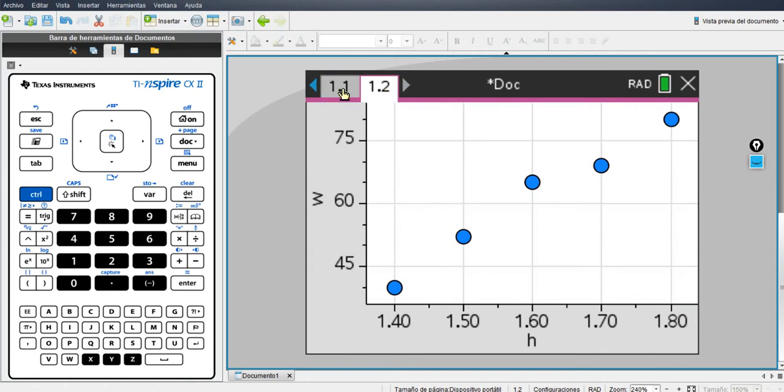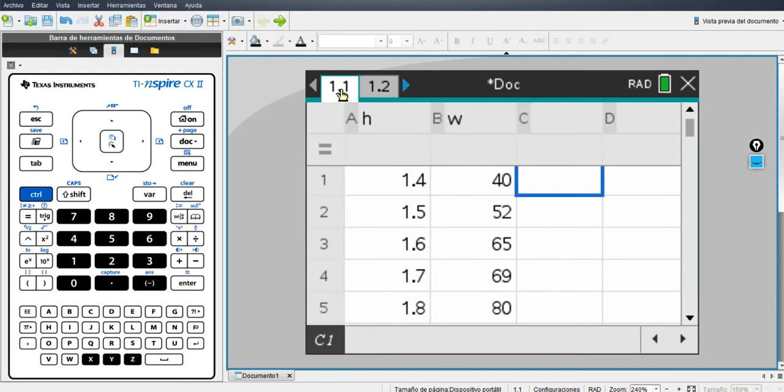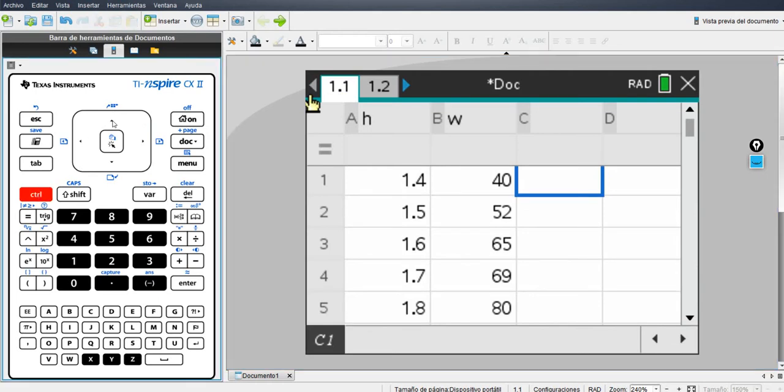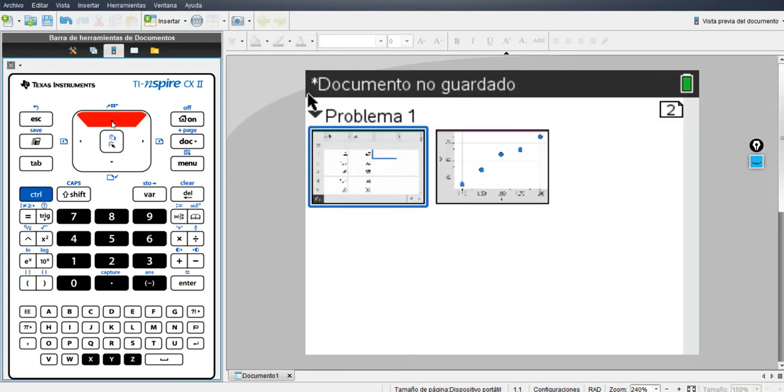Okay. How can you jump between documents? How can you jump or switch between documents in your TI? What you do is this. Can you see this? Do you see this icon here? This blue icon. Okay, you're gonna press Control, you're gonna press arrow up, and then that's how you can jump between documents.